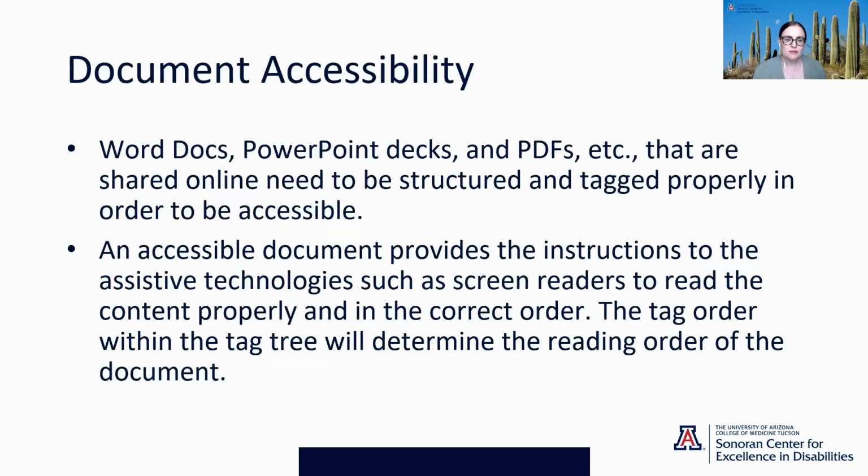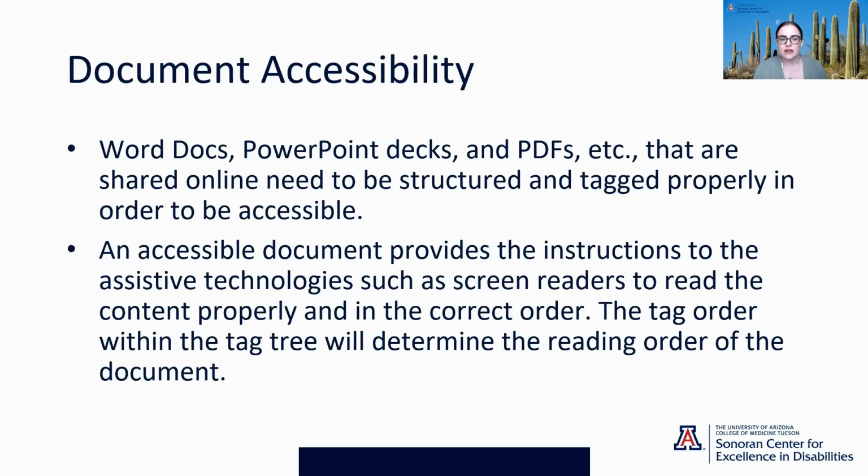So Word docs, PowerPoint decks, PDFs, and other documents that are shared online need to be structured and tagged properly in order to be accessible. An accessible document provides the instructions to assistive technology such as screen readers to read the content properly and in the correct order. The tag order within the tag tree will determine the reading order of the document.